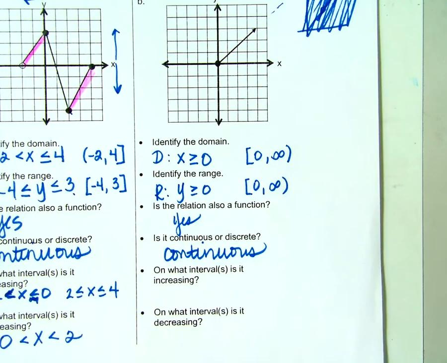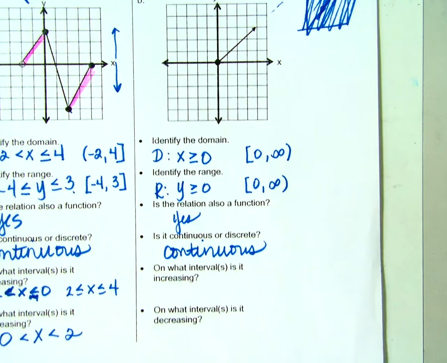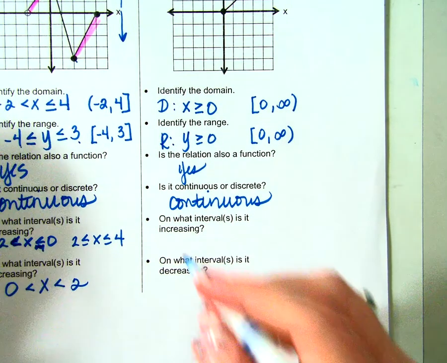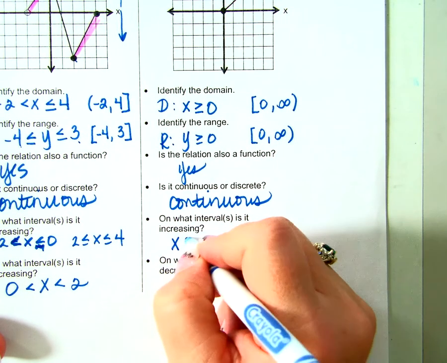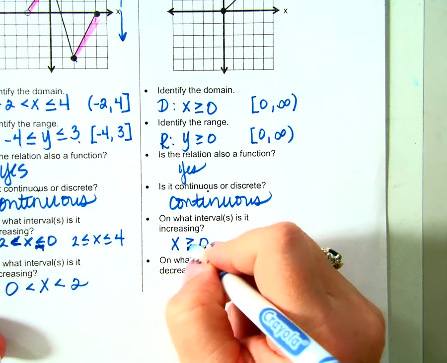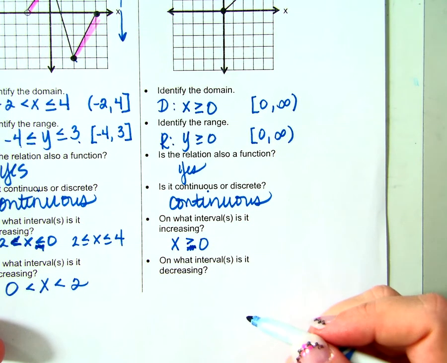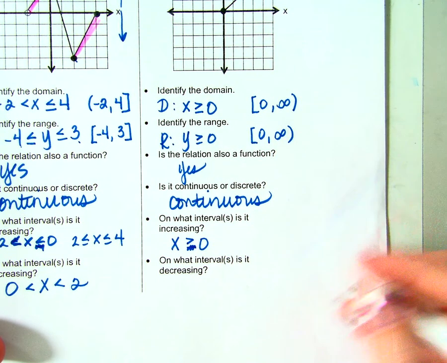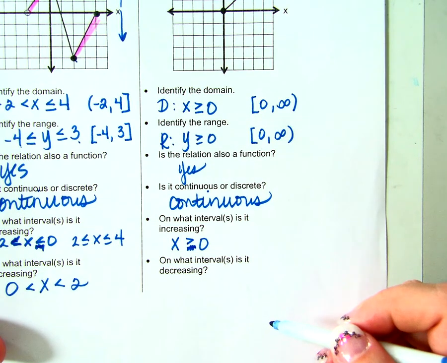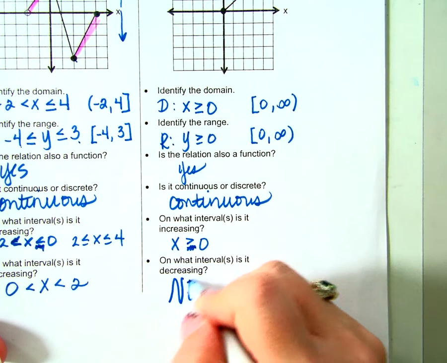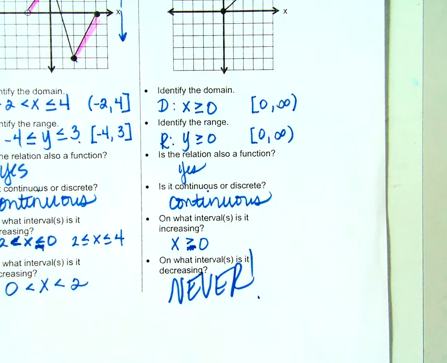Excellent. Where is it increasing? X is greater than or equal to 0, or sorry, greater than 0, right? It's increasing everything greater than 0. Where is it decreasing? Never! You could just write it's not if you want.